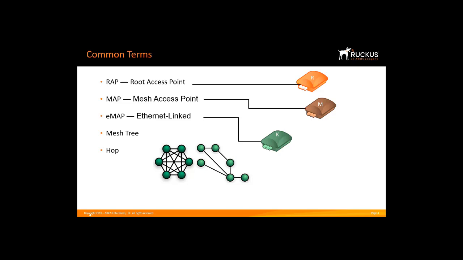A hop is the number of wireless mesh links that a data packet takes from one mesh AP to the root AP. For example, if the root AP is the uplink to mesh AP1, then mesh AP1 is one hop away from the root AP. In the same scenario, if mesh AP1 is the uplink of mesh AP2, then mesh AP2 is 2 hops away from the root AP. A maximum of 8 hops is supported.